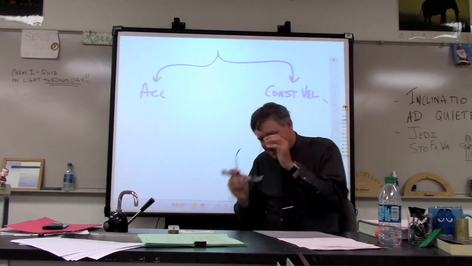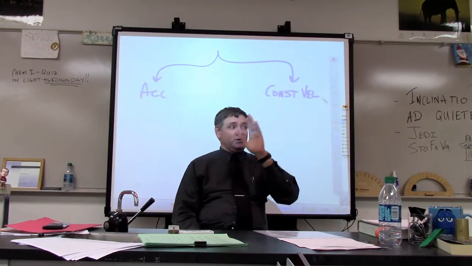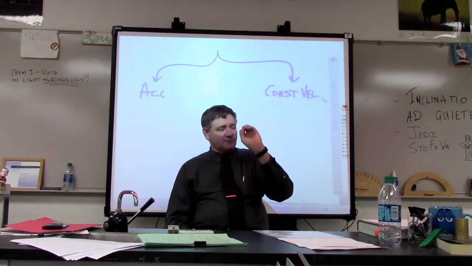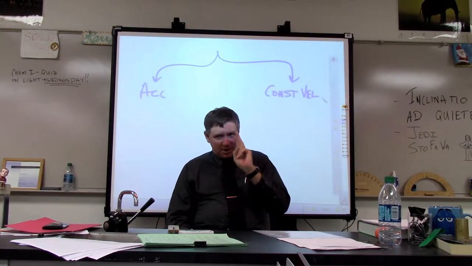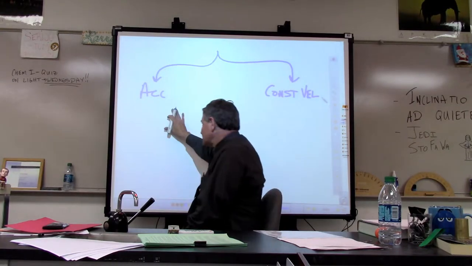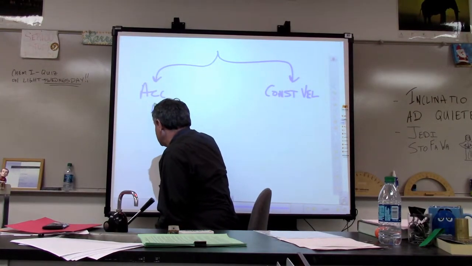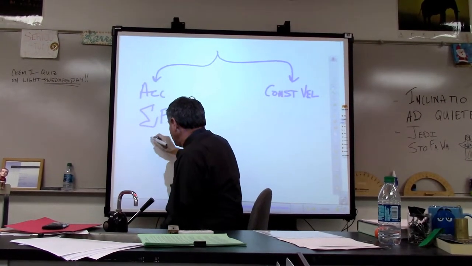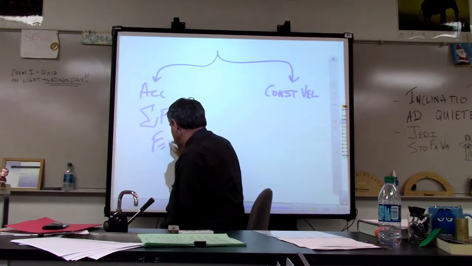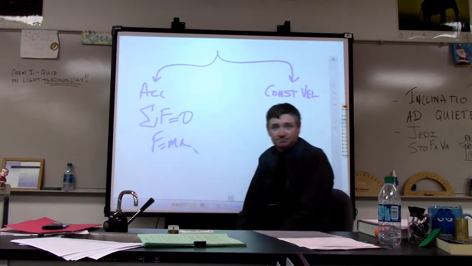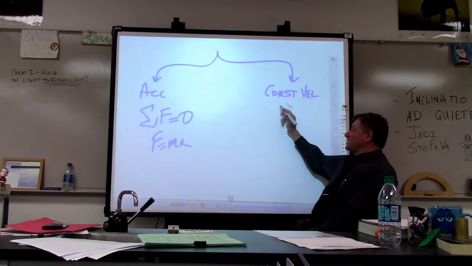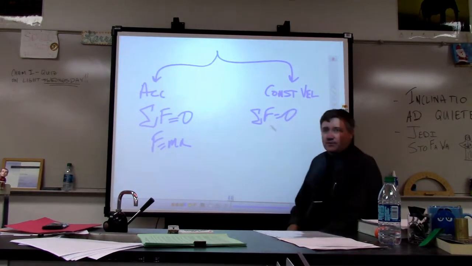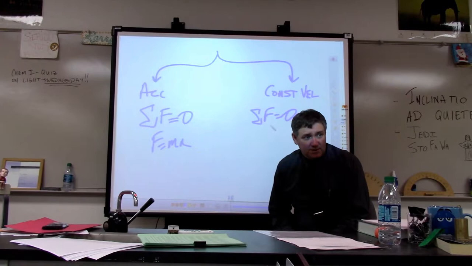So, when you go through what's going to happen on this assignment, literally, every problem is going to be one of two things. If it's an accelerated motion, that means when you add up all of the forces, you don't get zero, and at some point you're going to use F equals ma. That's it. If you're at a constant velocity, you make all the forces add up to zero. There is nothing in between.